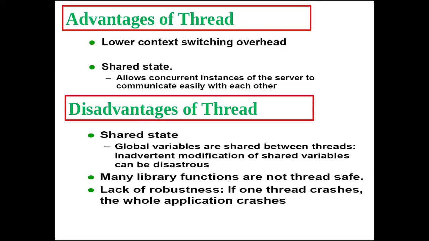Now let us revisit advantages and disadvantages. Let us summarize what we understood of threads. So first advantages, lower context switching overhead. When the system switches between threads, it takes less time, it requires less work, and this makes the execution faster. Second is shared state. Threads share the state. This allows concurrent processes of the server to communicate easily with each other. Threads can access the same data. Communication becomes simple and there is no need for complex mechanisms.